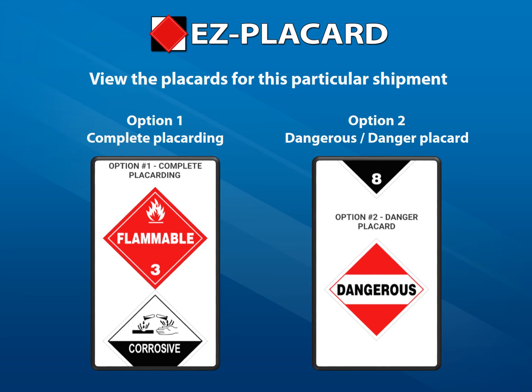The system will always, if possible, show you 2 options in terms of placarding. The first will be all the required placards, and the second will show you if you have the option of replacing certain placards with the dangerous placards for the US or danger placard for Canada. Both options are 100% legal.